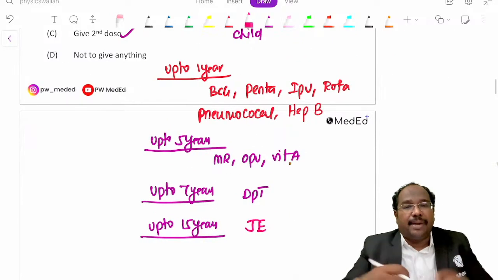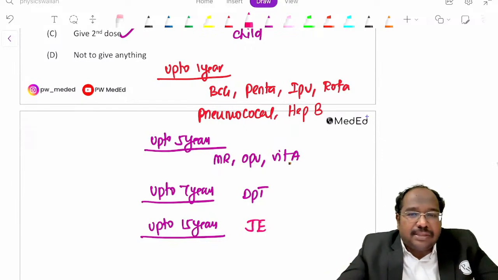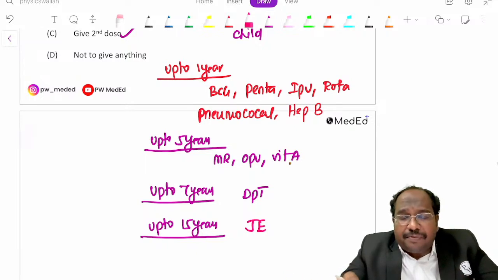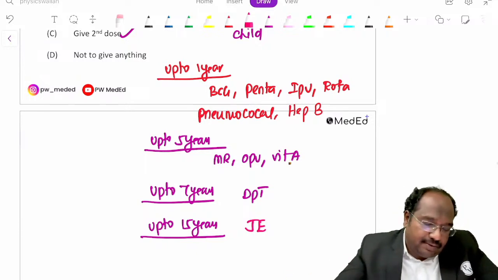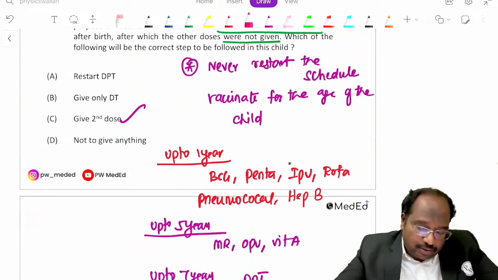Keep this concept in mind. It's a concept based question, and the same questions have been asked multiple times. So up to 5 years it is MR, OPV and vitamin A, up to 7 years it is DPT, and up to 15 years you can give JE vaccine. Fine. We'll go to the next question, guys.